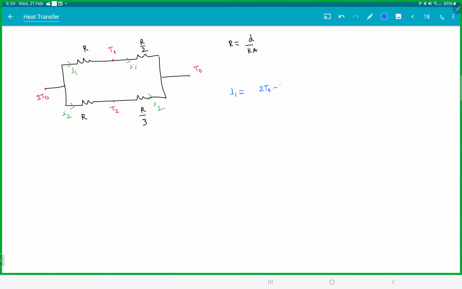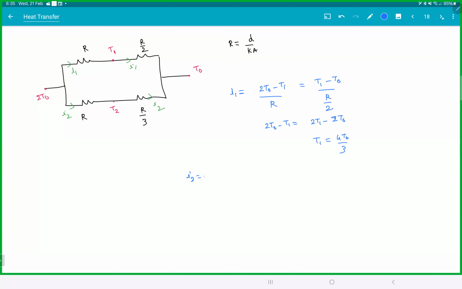So 2T naught minus T1 by R should be equal to T1 minus T naught by R by 2. So if you solve this, how much you get? R, R will cancel. 2T naught minus T1, we will get 2, T1 minus 2T naught. T1 will be 4T naught by 3.